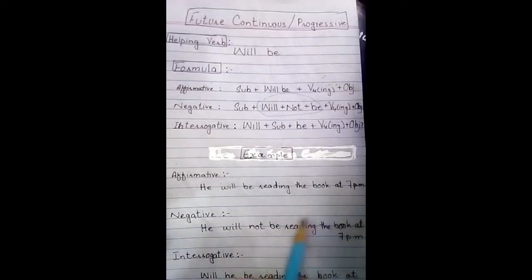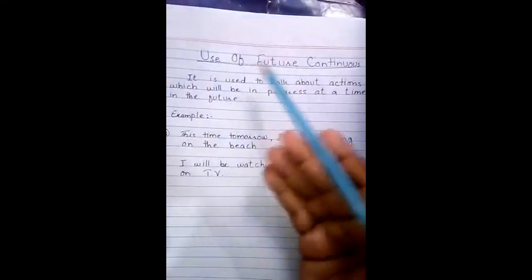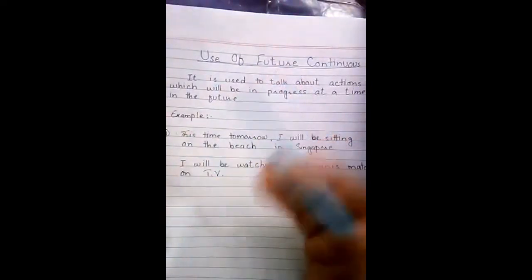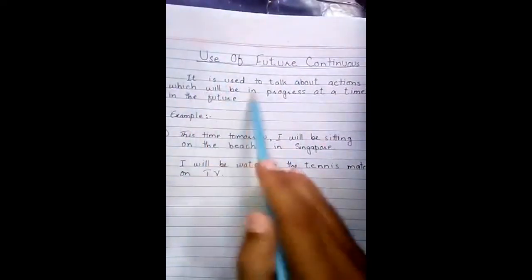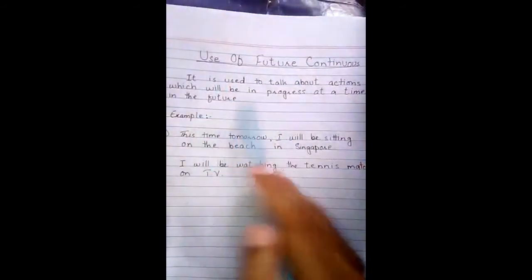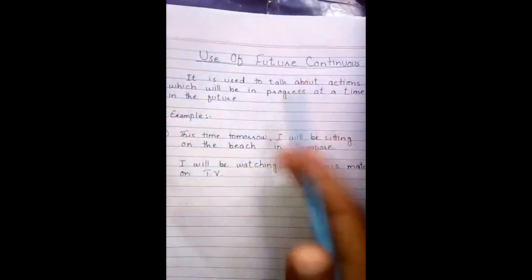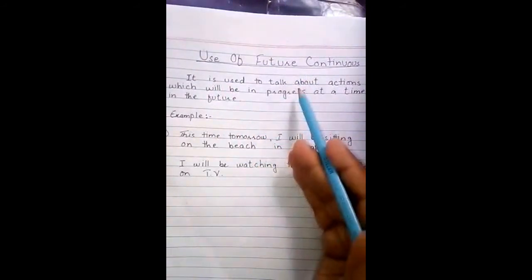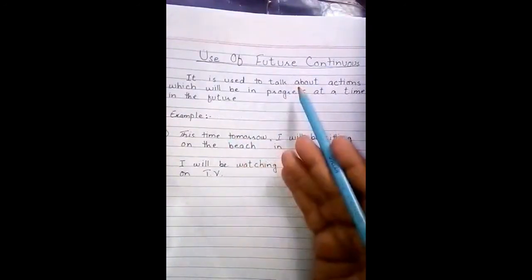Now I am giving you the use of future continuous. So students, its basic use is that when we are in the middle of an action in future time, there we use future continuous. It is used to talk about actions which will be in progress at a time in the future. It means that when we are doing an action in future time, for that ongoing action of the future we use future continuous tense.